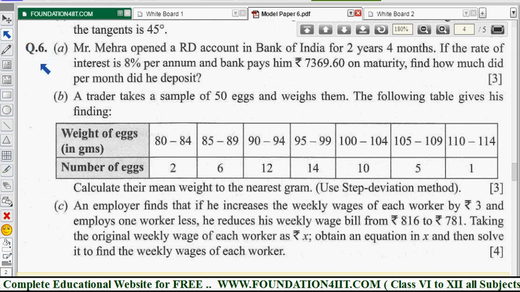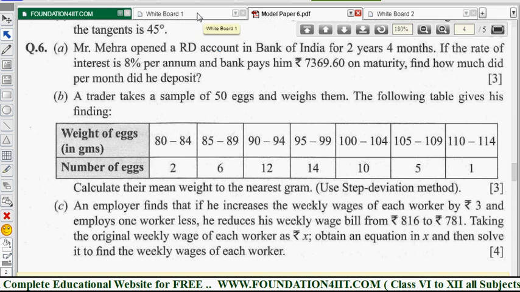So from this question number 6 in this paper, first one is from recurring deposit. So banking topic. Mr. Mehra opened an RD account, so recurring deposit account in a Bank of India for 2 years 4 months. This you need to convert into months totally. The rate of interest is 8% per annum and the bank pays him 7,369.60 on maturity. Find how much he deposited per month. That is the monthly installment we need to find out.